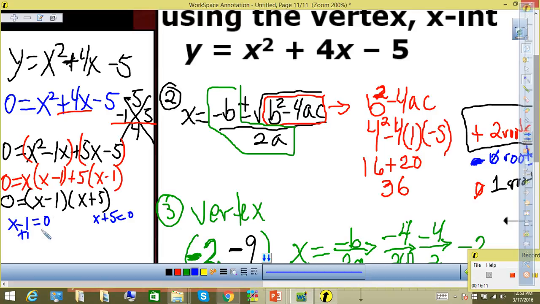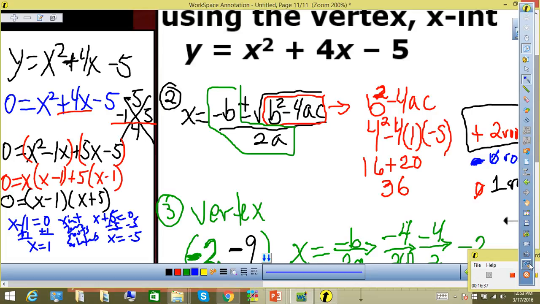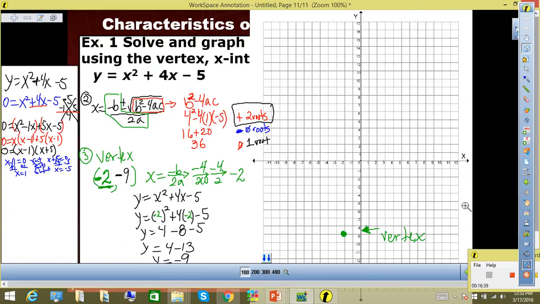So add 1, x equals 1. Minus 5, x equals negative 5. Those are my x-intercepts, zeros, roots, solutions. So, can we plot this on our graph? Yes. X is 1 and x is negative 5, so let me zoom out, turn it over, plot your roots.